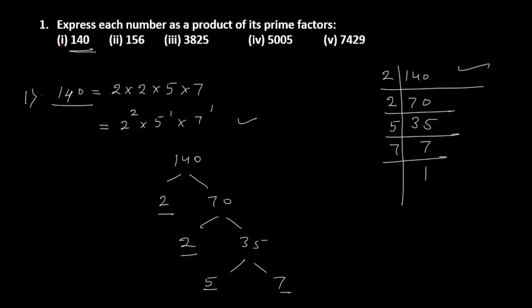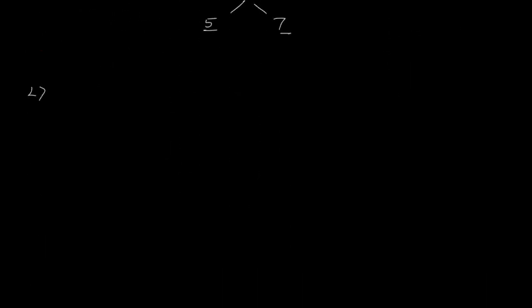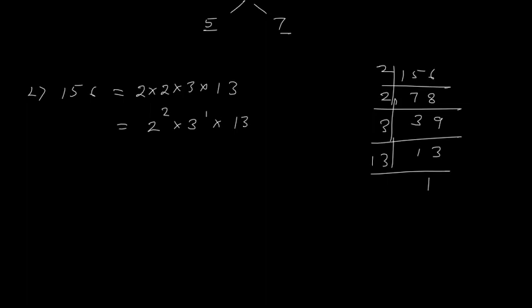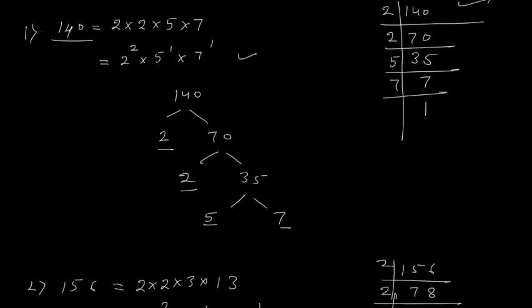Now the second problem is 156. Again with 2 we can start. 2 7s are 14, carry 1, 2 8s are 16, 15. Then with 2, 2 3s are 6, 2 9s are 18. Then with 3, 3 1s are 3, 3 3s are 9, and then 13 1s are 13. So this 156 you can write as 2 into 2 into 3 into 13. That is, 2 power 2 into 3 power 1 into 13 power 1. This is 156. Third question, our third problem, is 3825.